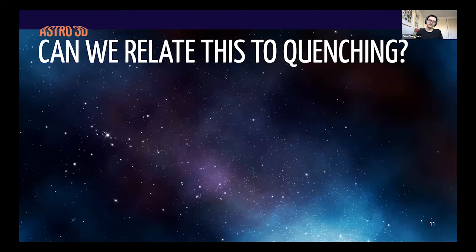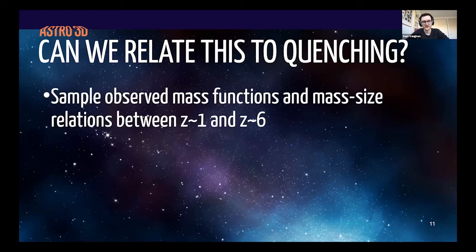This is nice, but can we relate it to the galaxy's formation history or evolutionary history? You know, we want to learn things about how they quenched, for example. So to do this, I took the stellar mass functions that we observed between a redshift of 1 and 6, and also used the mass-size relation that we've measured and extrapolated a bit to get up to redshift 6. And then I sampled things from them.